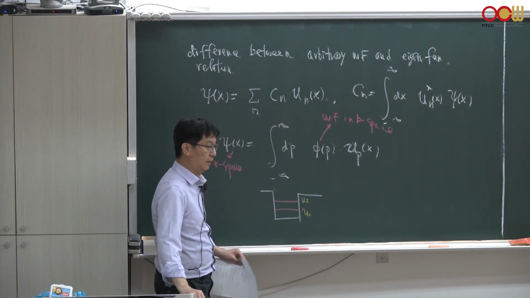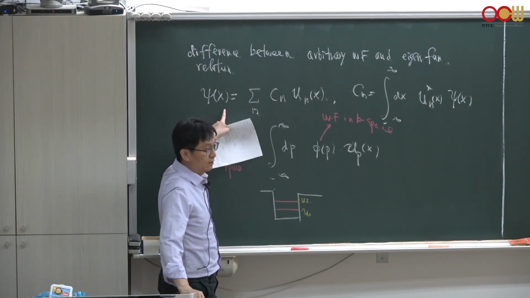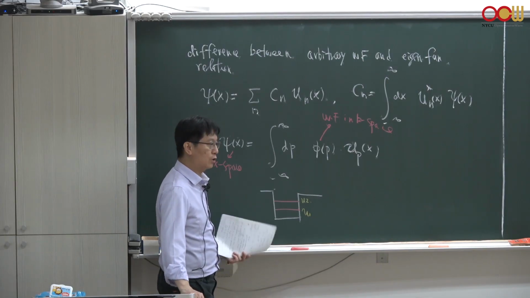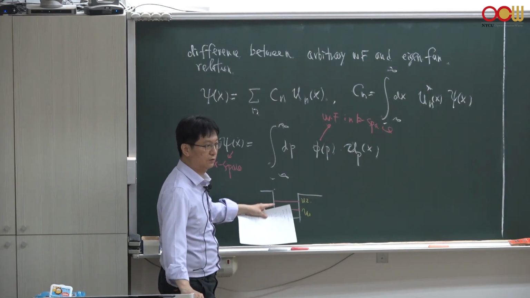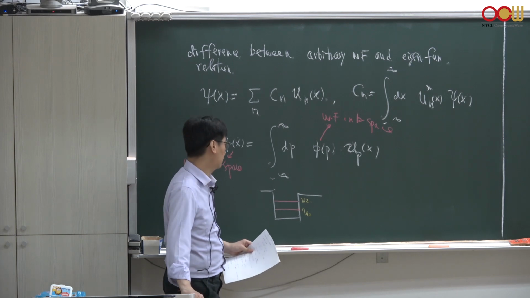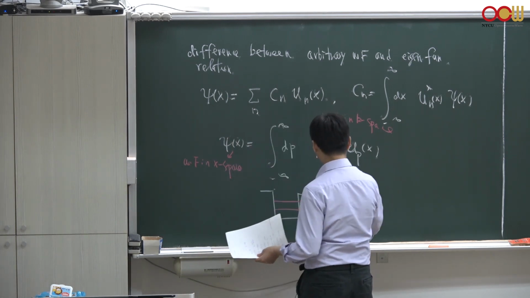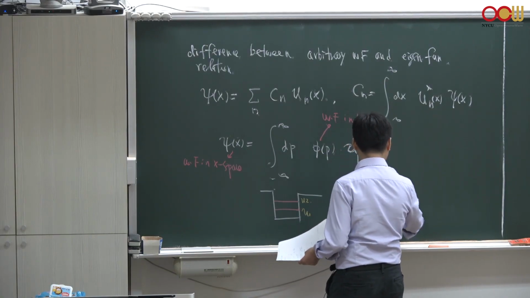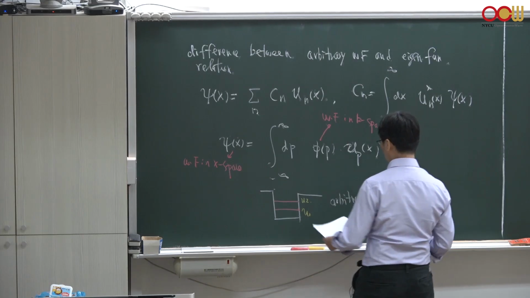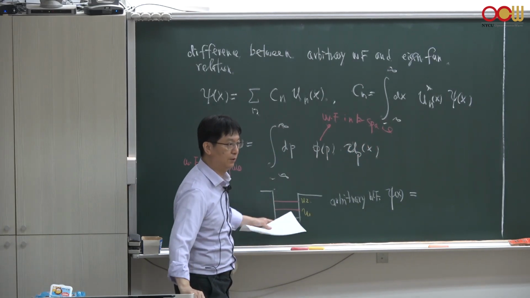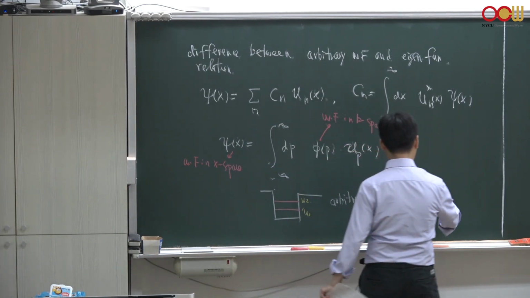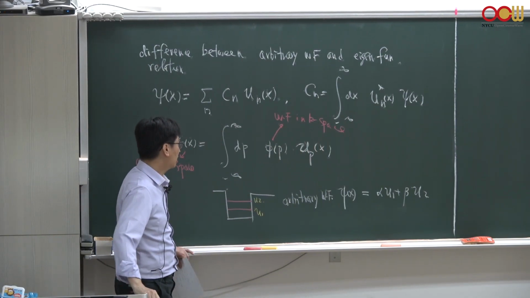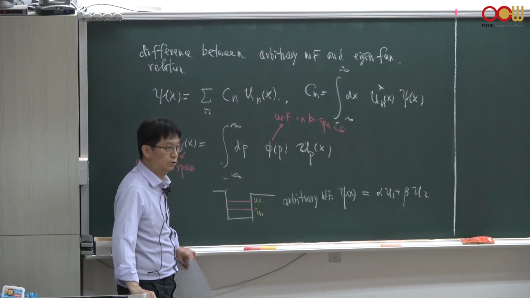Okay? And this expansion theorem tells us that you can form arbitrary wave functions based on linear combinations of these two eigenstates, or eigenfunctions. So we can form an arbitrary wave function, which I call psi, by simply linearly superimposing U1 and U2 like this. So what is the physical meaning of this psi and U1 and U2?